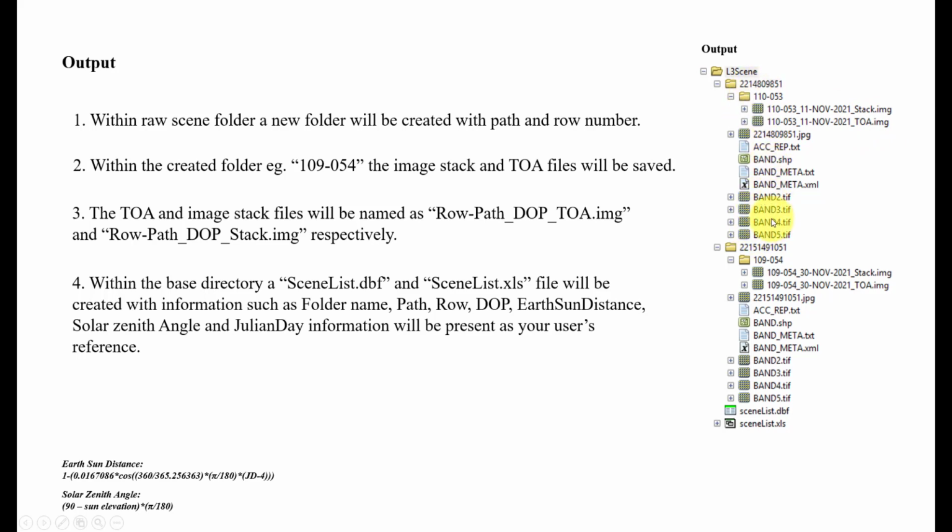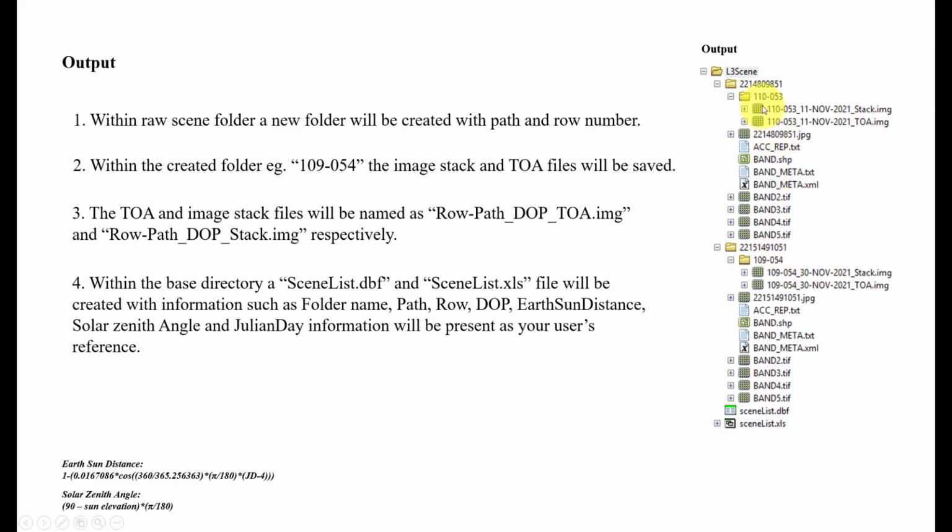Within this folder there are 4 bands. Based on these bands, one stack file will be generated, normal stacking, and the other one is the top of atmosphere stack. The nomenclature of these files will be: first you can find the row and path, then the date of pass will be used, and then underscore stack for the stack, and for TOA, underscore TOA has been used. All this information has been extracted from the metadata file, and based on that metadata information the file name has been created.